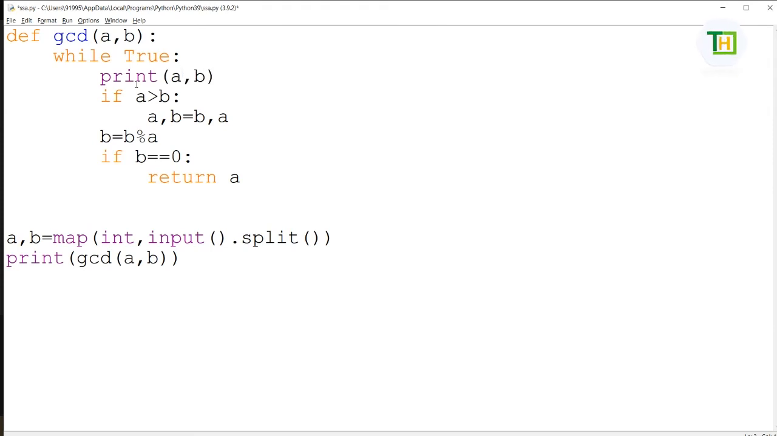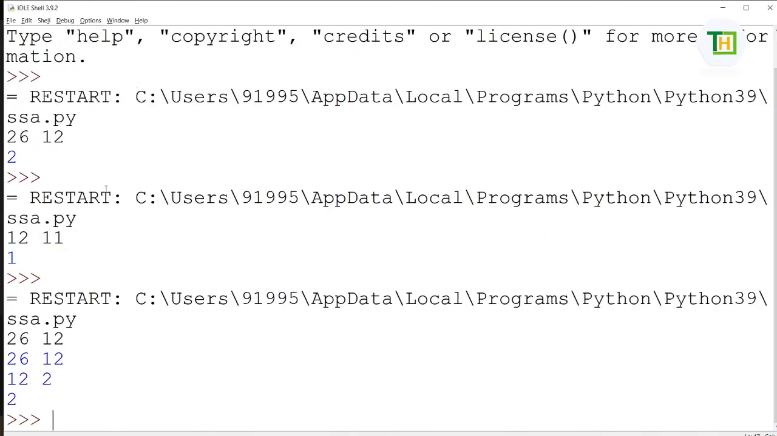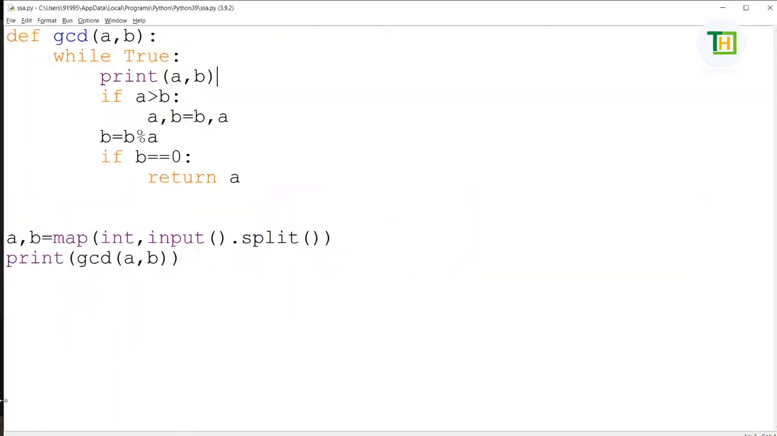If it is 26 and 12, just observe here. First of all, these two values are going to be 26 and 12. Then it is modified as 12 and 2. Then it is modified as 2 and 0, and 2 is written here. Yes, this is the program for GCD.